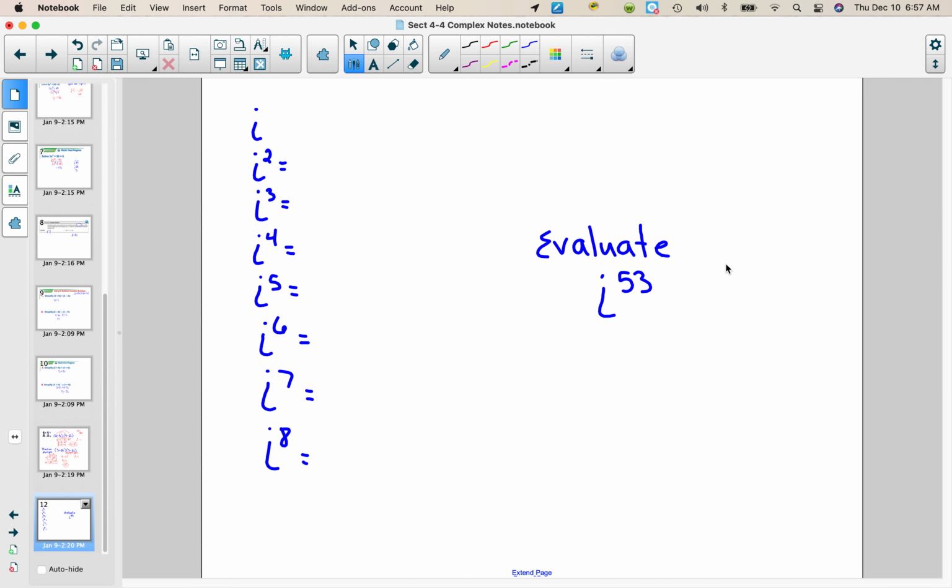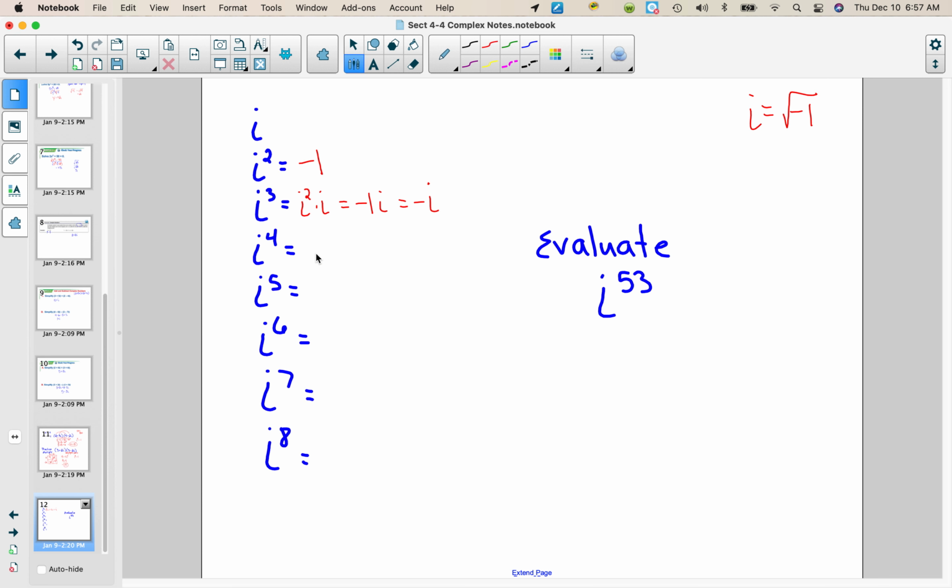The last thing I want to talk about is what if you were asked to evaluate i to the 53rd power? And we want to establish some kind of a pattern so we can see what's going on. So remember, if we have an i, we know that that's the square root of -1. So i squared, remember, is -1. So then if you have i cubed, that's just i squared times i to get i cubed. So that's -1 times i, or we could just say -i.